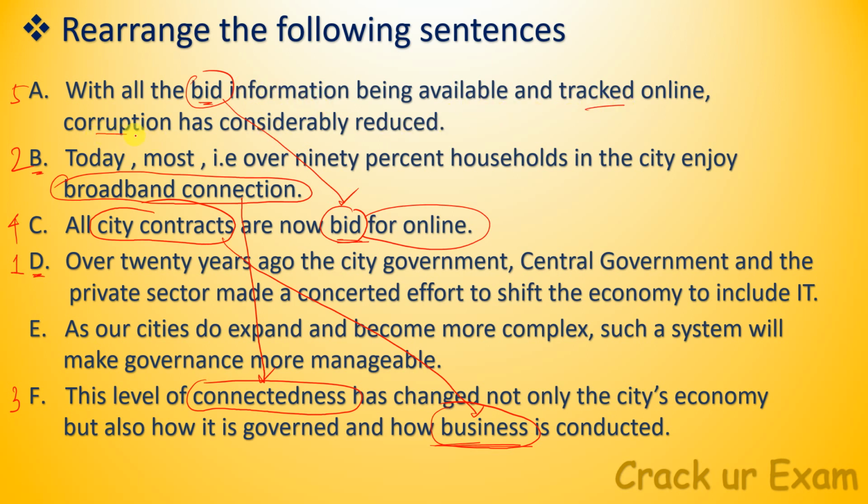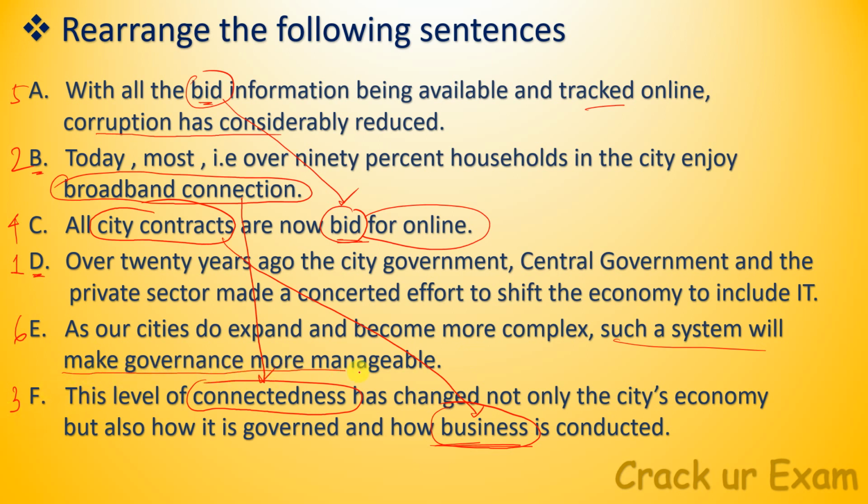Corruption has considerably reduced, because if everything is open to people, then corruption definitely will be reduced. So with all the bid information being available and tracked online, corruption has considerably reduced. So you got 5 sentences, and only one sentence is left to be the final sentence. So sentence E will be your final sentence, which is your sentence number 6. It is a conclusion type sentence. As you can see, as cities expand and become more complex, such a system will make governance more manageable. So it is a conclusion.